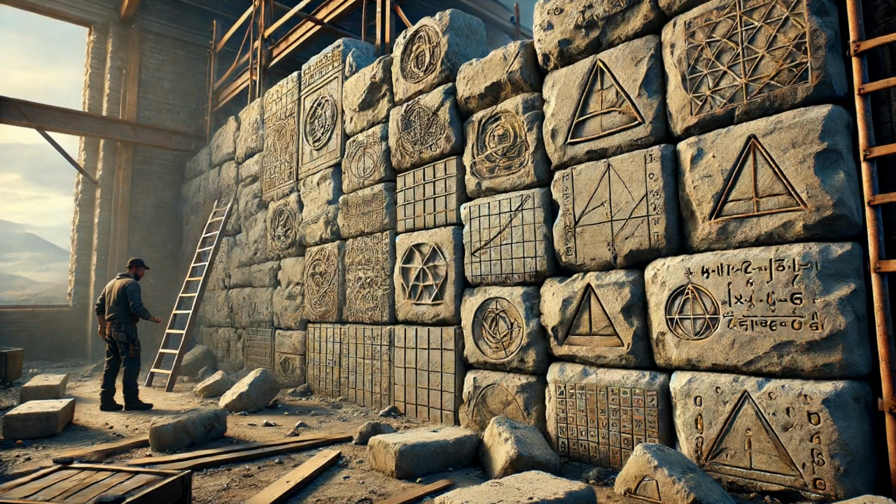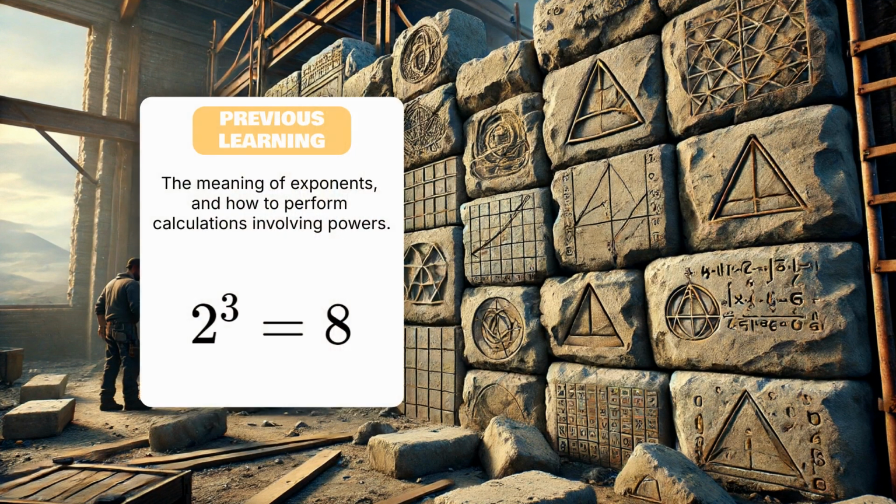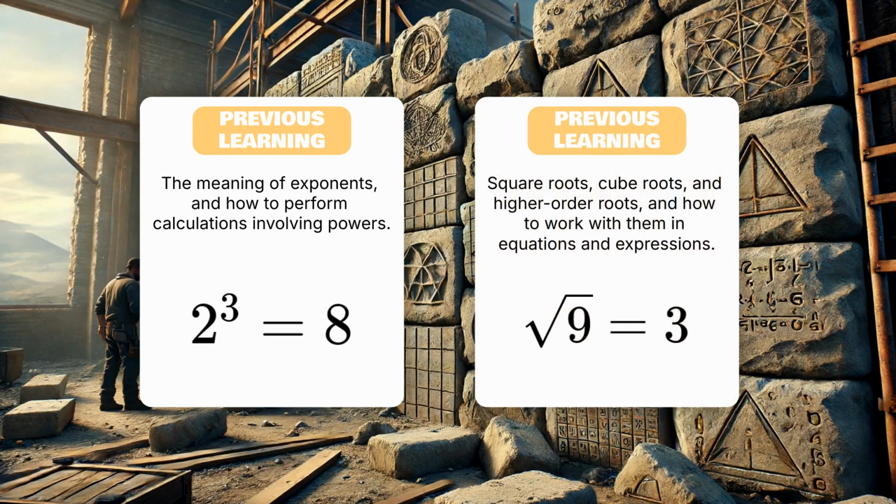In our previous lessons, we've established a strong understanding of powers. We can grasp the meaning of exponents and how to perform calculations involving powers. We also learnt about roots. We understand square roots, cube roots, and higher order roots, and how to work with them in equations and expressions. With this foundation, we are ready to learn about surds, which are essential for dealing with irrational numbers, which cannot be expressed as a simple fraction.